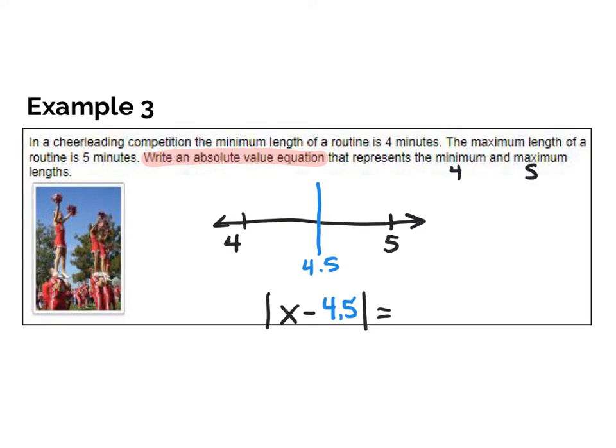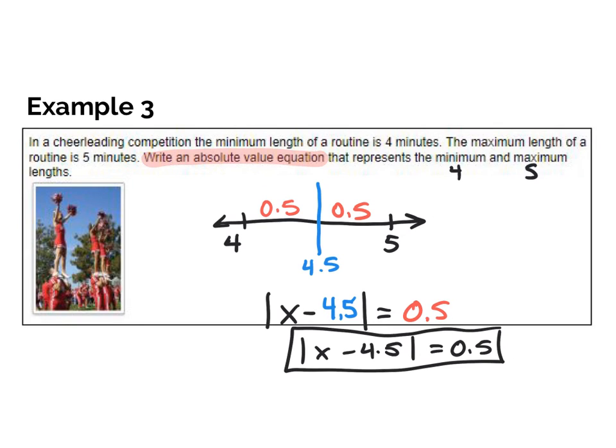And that's going to be equal to, again, how far away your numbers are from that line. So how far away is 4 from 4.5, and how far away is 5 from 4.5? In both cases, it is 0.5 units away from that middle value, so that means I can write equals 0.5. So in the end, my equation would be the absolute value of x minus 4.5 equals 0.5. So that would be my equation.